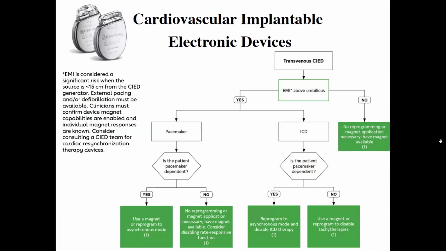All right, pacemakers. So they got a new algorithm here. So you have a pacemaker or a defibrillator. Surgery is above the belly button. I'm sorry, below the belly button. What does it say, above? Okay. If there's EMI above the umbilicus. If there's not, don't worry about the pacemaker. Isn't that so helpful? If it's a hip surgery, if it's a knee surgery, if it's an ankle surgery, don't worry about EMI.